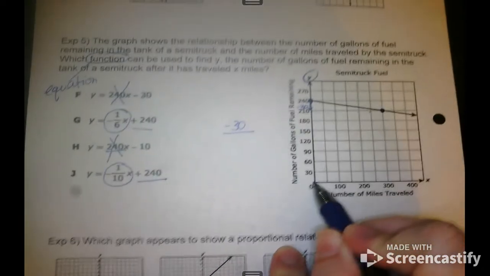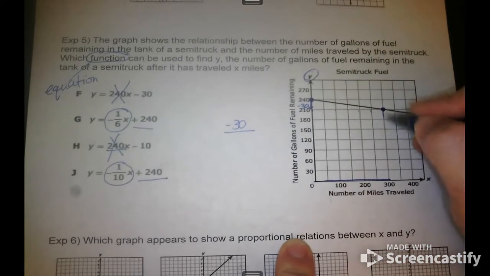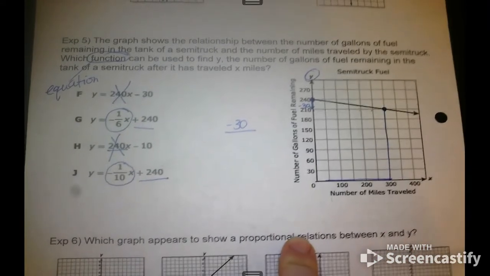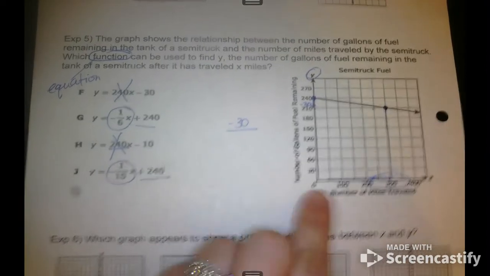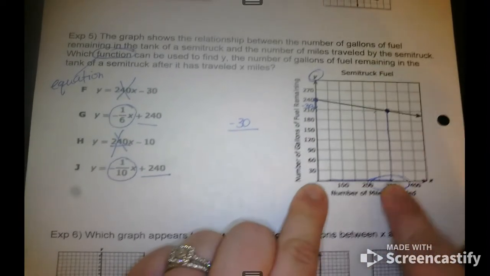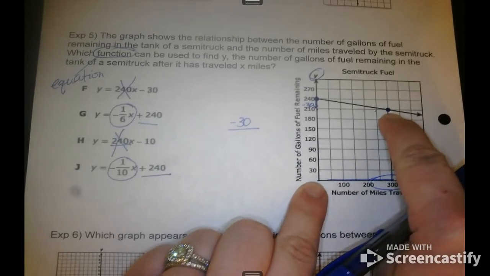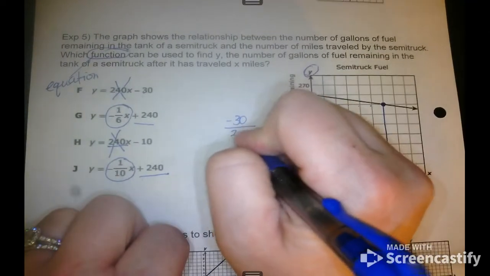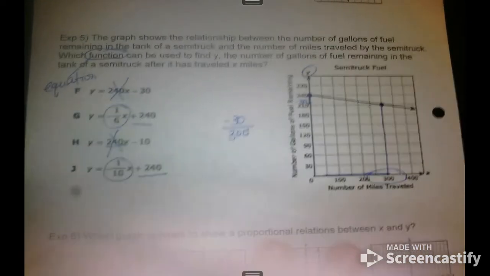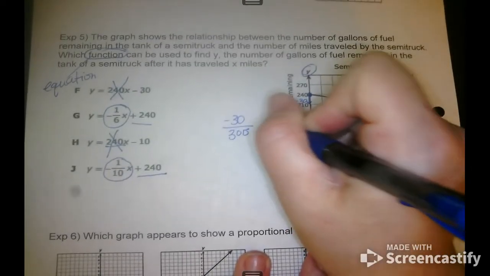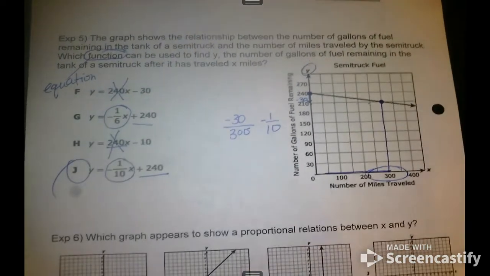How much did it go over? This is from 0. How much did it go over? It went over 300. It went from the 0 over 300. Okay, so I went down 30 over 300. Can that be reduced though? Yes, that'd be 1/10. So negative 1/10. It is J.